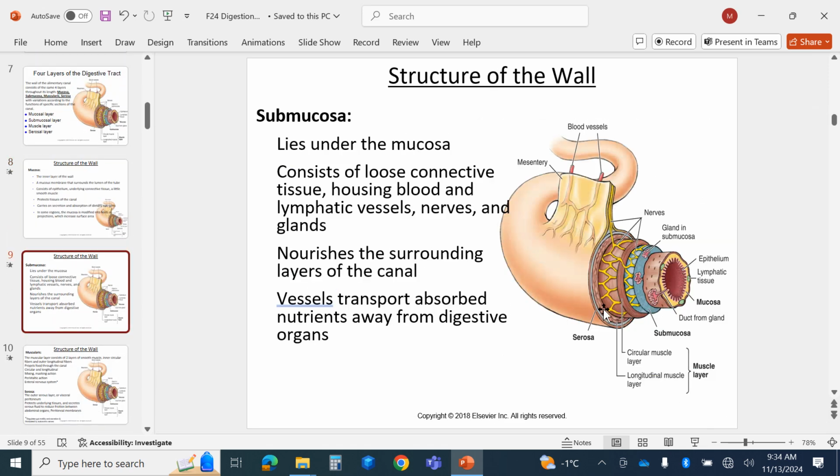Moving on out there is the submucosa. This is where the blood vessels, nerve vessels are. Okay, and it's all about absorption and carrying that food away. Okay.